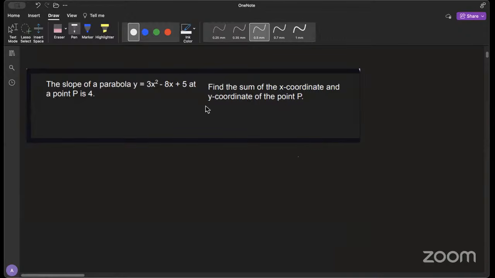Okay, let's do this one here. You have to find the sum of the x coordinates and y coordinates, and it is given to you that the slope of the parabola at the point P, let's say it is x comma y, is given, and you have to find.